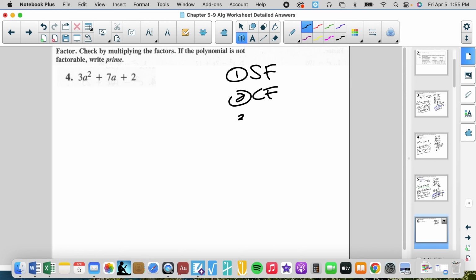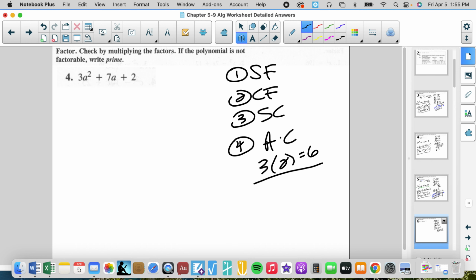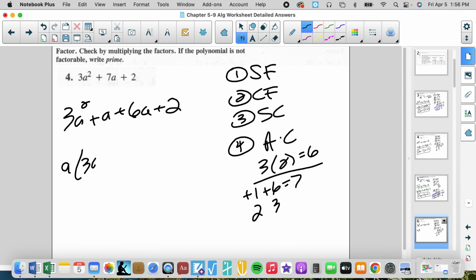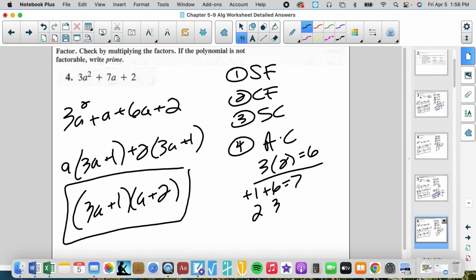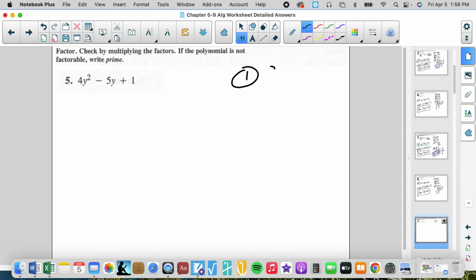Standard form, yes. Common factor, no. Special case, no. A times c. A is 3, c is 2, 6. 1 and 6, 2 and 3. Signs are the same. Make both positive to make 7. 3a squared plus a plus 6a plus 2. Factor out an a, you get 3a plus 1. Factor out a 2, you get 3a plus 1. 3a plus 1, a plus 2. If you can do this that fast, you are going to have a huge advantage over your peers in high school.